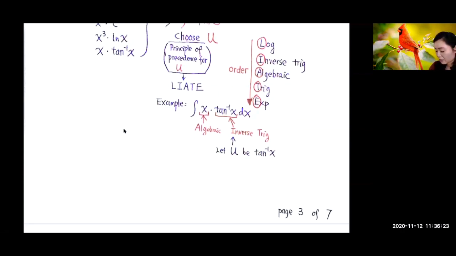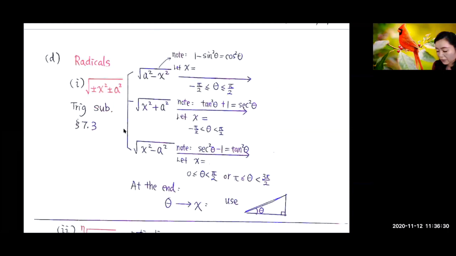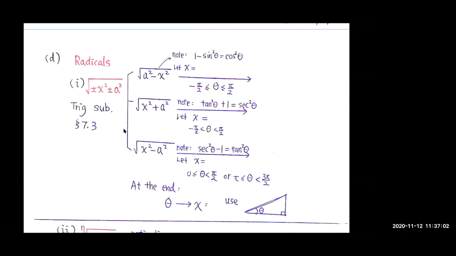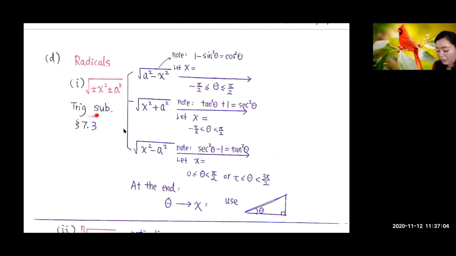Okay, all right. So over here, what happens if the function that we integrate is of this form? If it's in a form like either the square root of a squared minus x squared, or a squared plus x squared, or the square root of x squared minus a squared. So do you guys remember what strategy we use? The trig sub, yeah. We're going to use the trig sub, section 7.3.